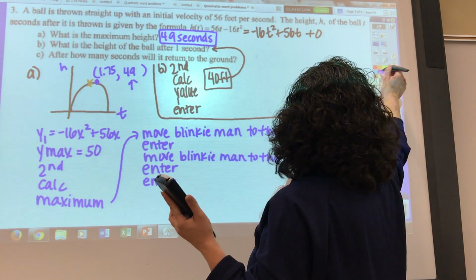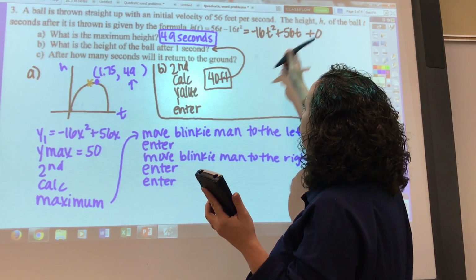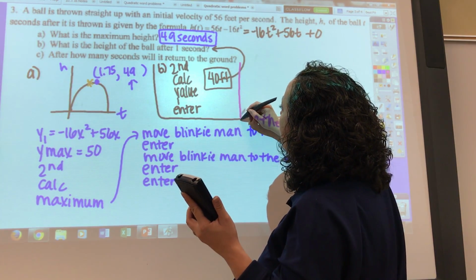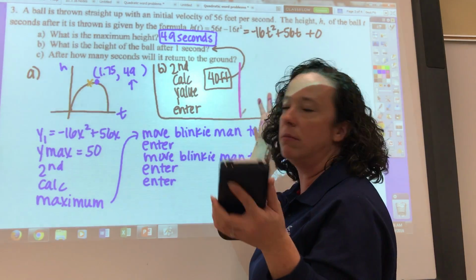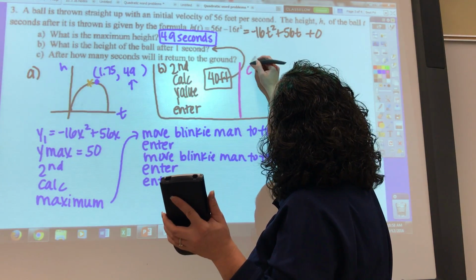Or again, like I said a minute ago, you can just plug 1 in here and here. And that's great. And that's what we were doing in Unit 1. We were doing function notation. We were plugging 1 in, okay? They both work.